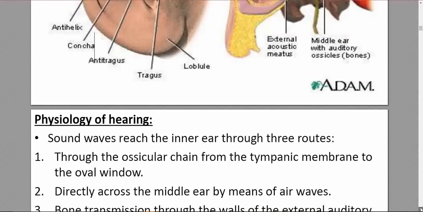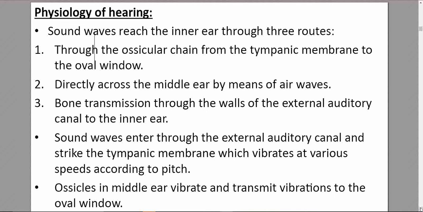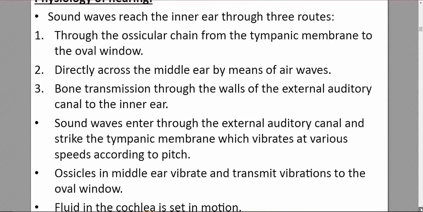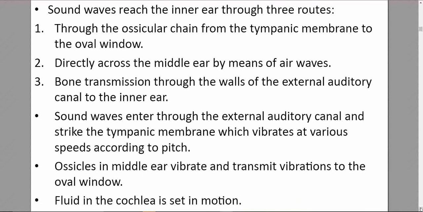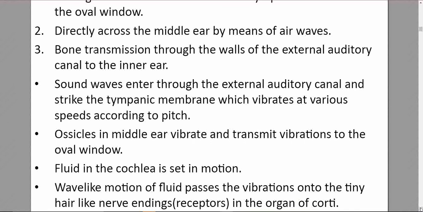Then from there, the physiology of hearing is what I'll just grasp very fast and then move on. First of all, sound waves reach the inner ear through 3 routes. One thing you need to know is that sound will reach through 3 routes. 1, through the ossicular chain from the tympanic membrane to the oval window. 2, directly across the middle ear by means of airwaves. Or 3, bone transmission through the walls of the external auditory canal to the inner ear.